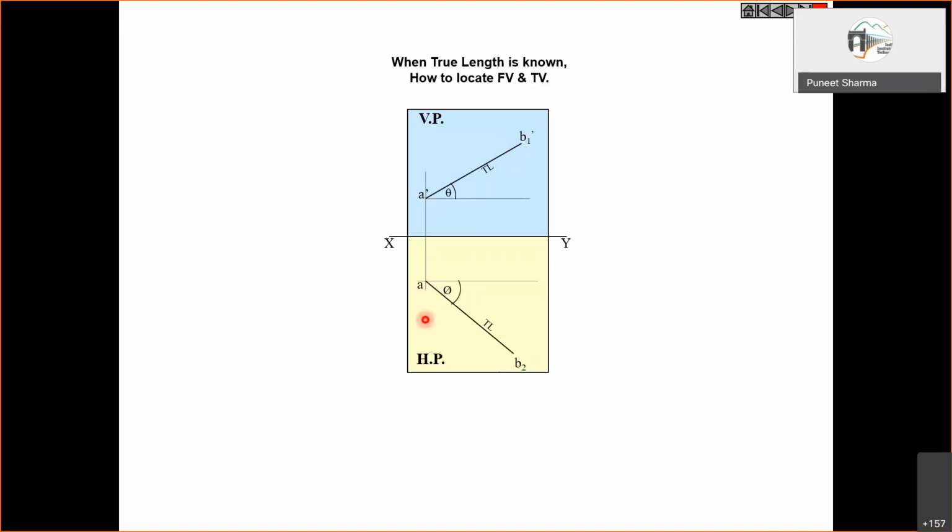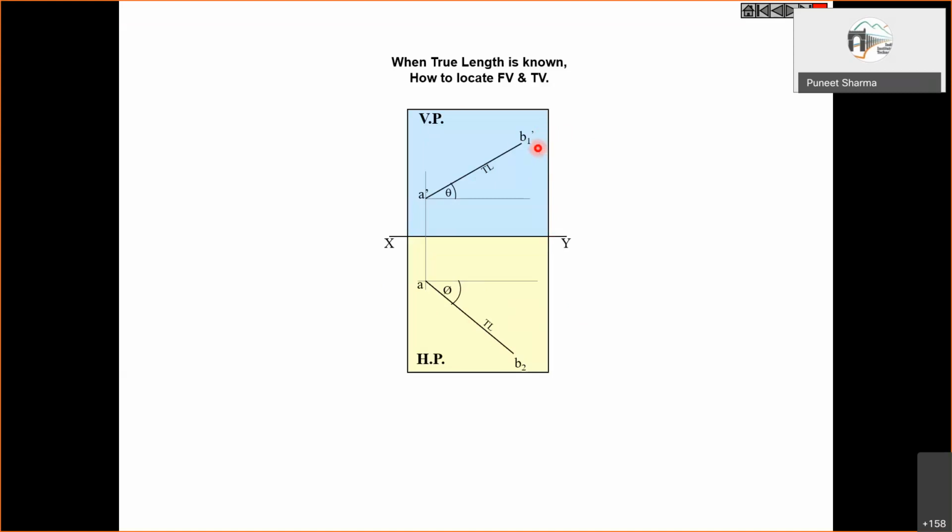Okay, so these two, that is A dash B1 dash and A B2, are not corresponding front view and top view, right? Both are for different situations. This front view is valid when the line is parallel to the vertical plane. This top view is valid when the line is parallel to the horizontal plane. And that is why the end points have been given different names. We have not given the same name for both.